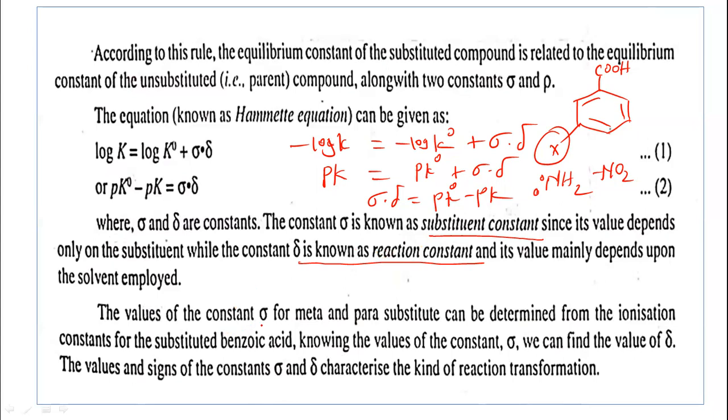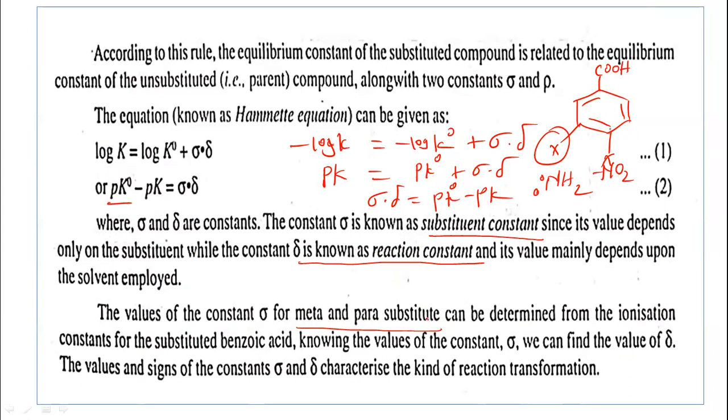Now the values of the constant sigma for a meta substituent and for a para substituent can be determined from the ionization constant of the substituted benzoic acid. Suppose that here pK0 is the ionization constant of the substituted benzoic acid.